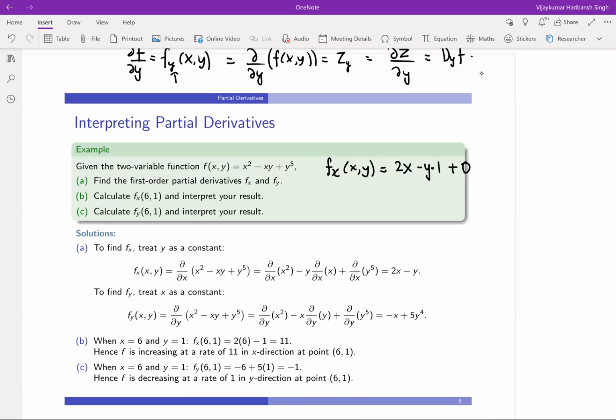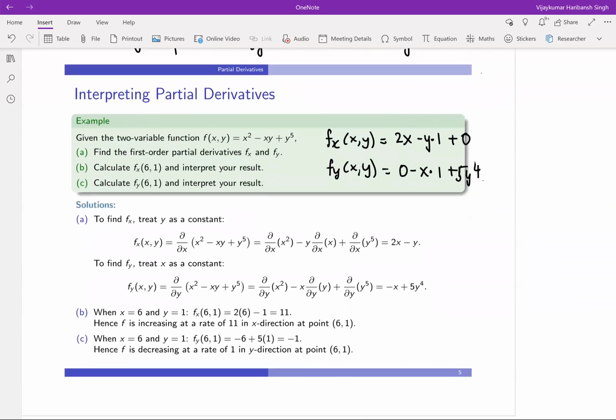Similarly, what is f_y(x,y)? In this case, we'll treat x as a constant and differentiate with respect to y. So this is the partial derivative of f with respect to y. We'll have what? The derivative of x^2 is 0 because we are differentiating with respect to y, right? x will come out as a constant. The derivative of y with respect to y is 1, and then plus the derivative of y^5, which is 5y^4, because the derivative is happening with respect to y. All right, so that takes care of the first part of the problem.